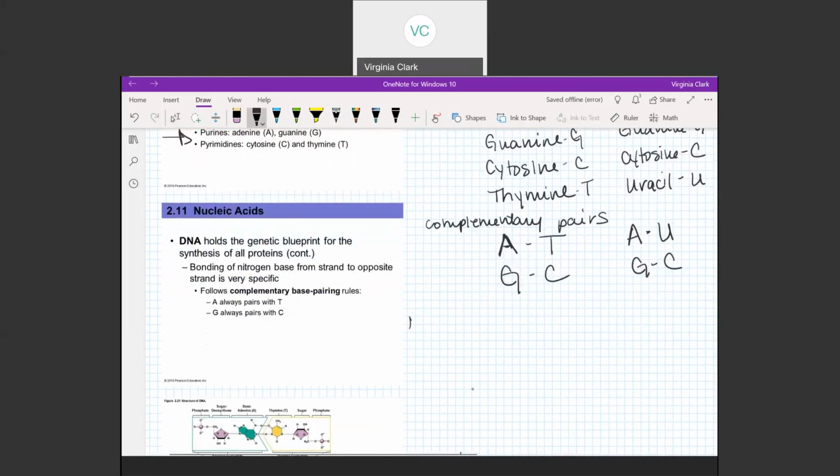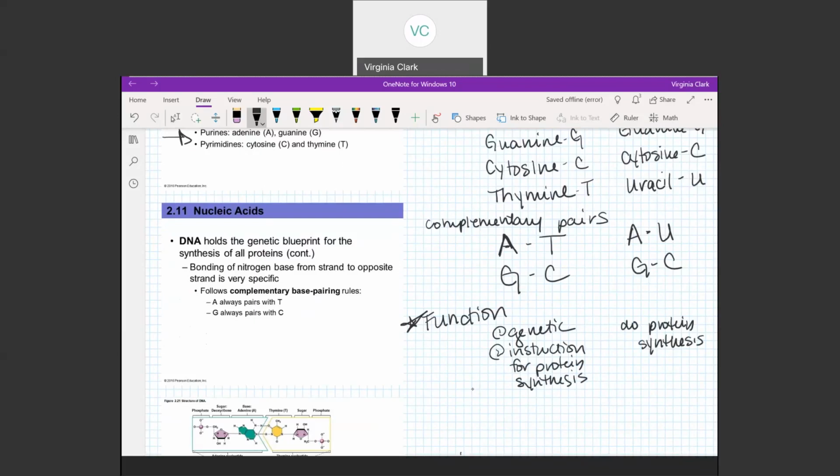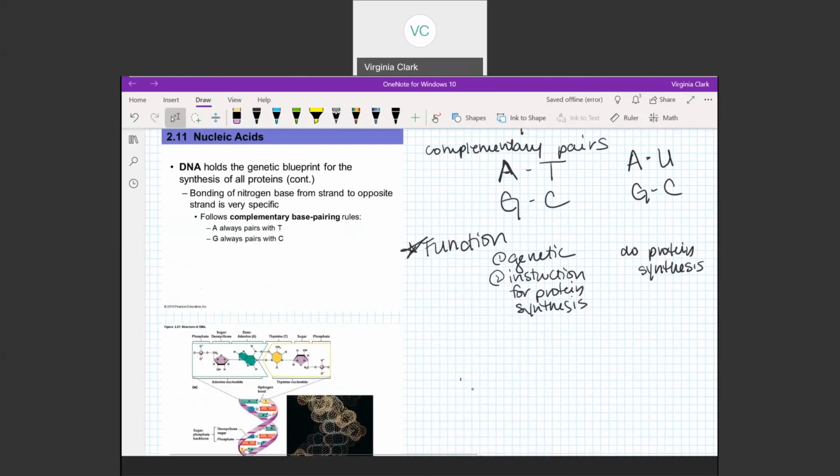Another difference between the two is the function. Why we actually care about these guys. The function of DNA is going to be genetic material. So it's giving us the blueprint, and it's also going to be instructions for proteins, specifically protein synthesis. So the development of new proteins is going to be found in DNA. The function of RNA is going to be actually to do that protein synthesis. So it will actually build the protein. The RNA will build, but the DNA has the instructions to build. So that's the difference between RNA and DNA from a functional standpoint.